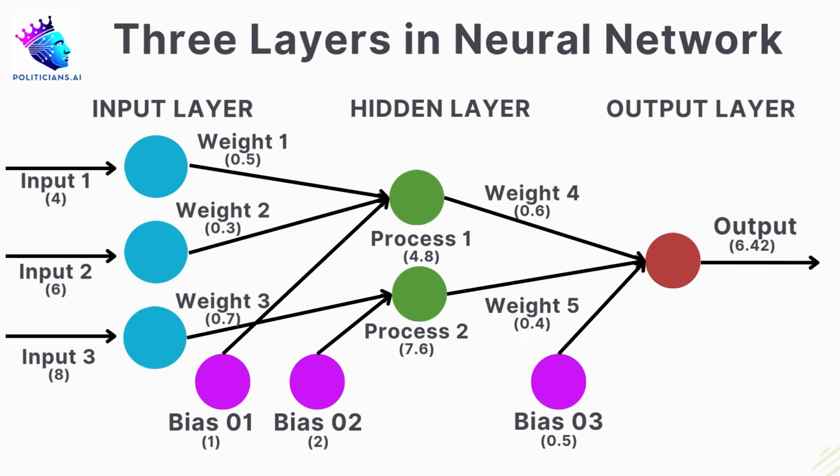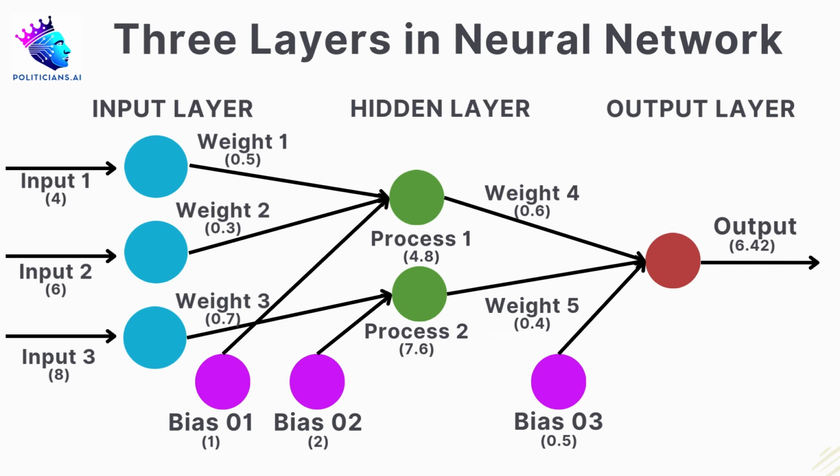Input layer. First, we have the input layer, which is the starting point of the neural network. This is where the raw data is fed into the system. In the diagram, we see three inputs: input 1, input 2, and input 3. These could represent any data points you want to analyze, numbers or features about the data you're working with. Each input represents a specific characteristic or feature of the data.